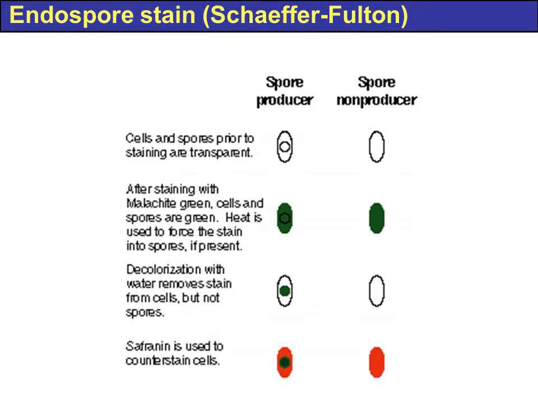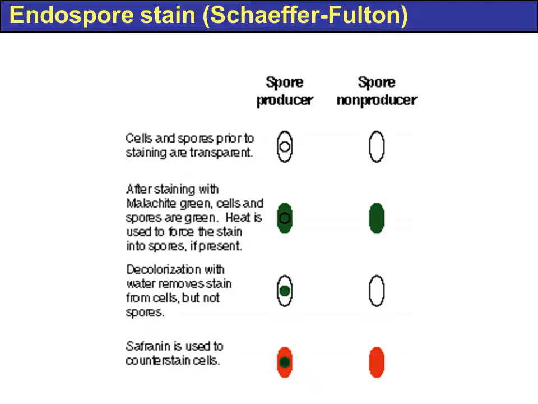The next differential stain is the endospore stain. This is the Schaeffer-Fulton stain. This is going to stain endospore producers like Bacillus thuringiensis or Clostridium.